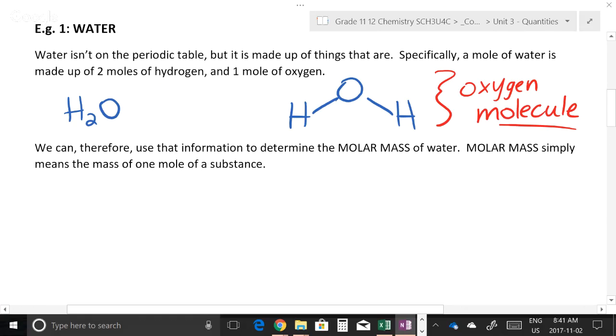Formula Unit Peltier. You could call him FU for short.